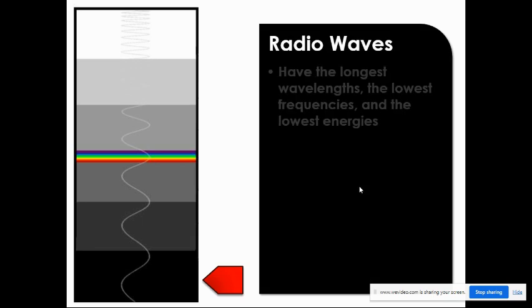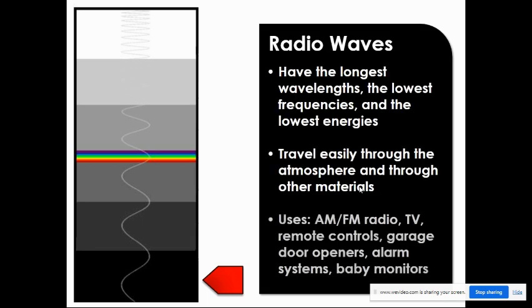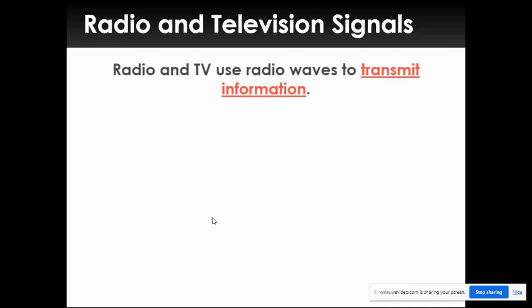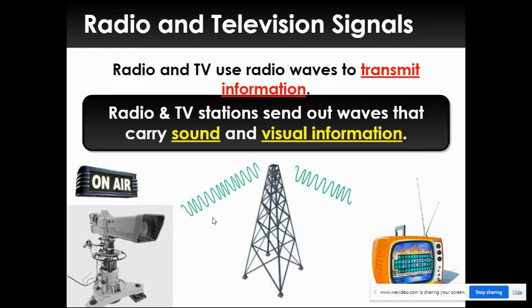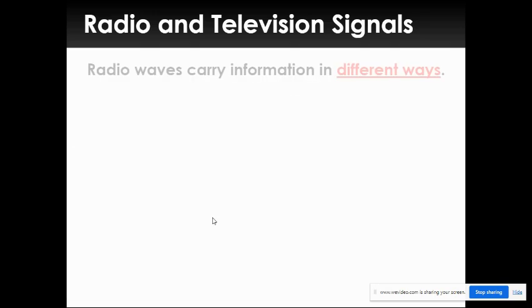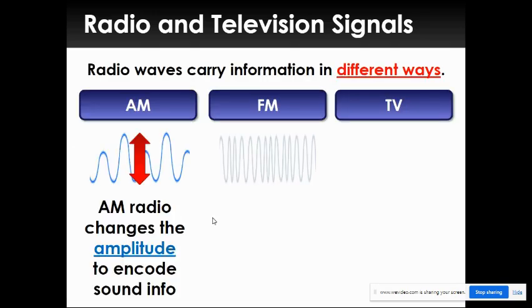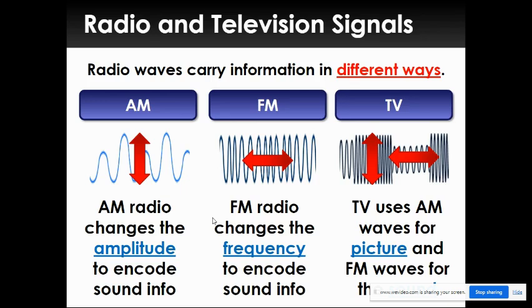Let's start with radio waves. What are radio waves used for? Well, it's not that hard. Radio waves are used for radio, AM, FM radio. They're used for television. They're used for remote controls and garage door openers and alarm systems and baby monitors. They have the longest wavelength and lowest energy. I'm just going to skip up to the next part. We don't need to know how they're carried.